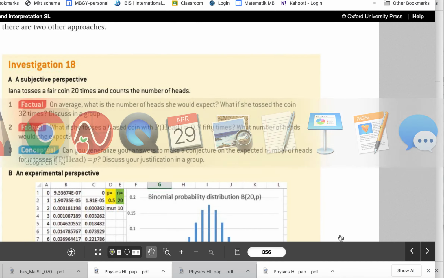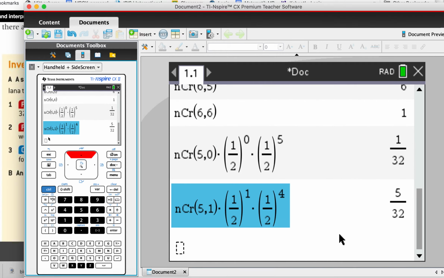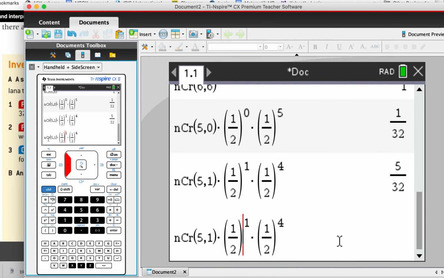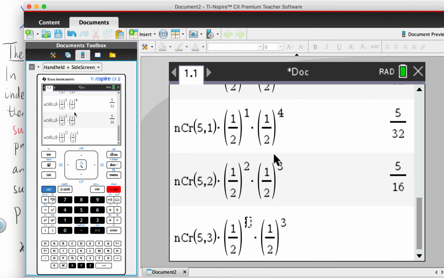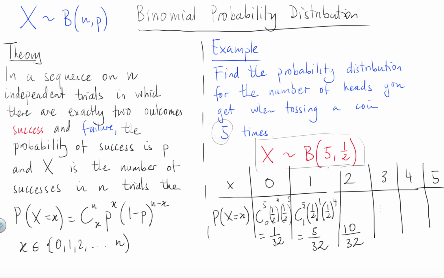And so on. Let's do the next one. That's going to be 5 choose 2, 1/2 raised to the power 2, times 1/2 raised to the power 3. 5/16, or 10 over 32. 5 choose 3, 1/2 raised to the power 3 times 1/2 raised to the power 2. The same.